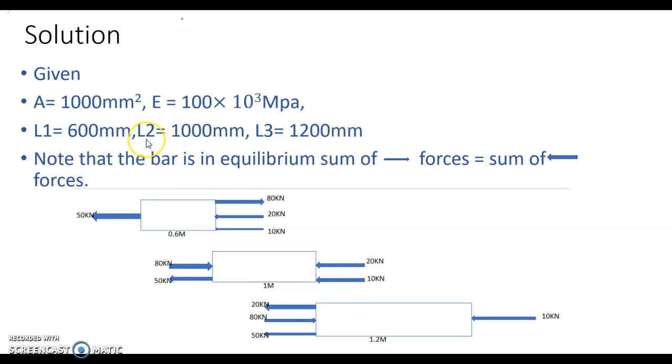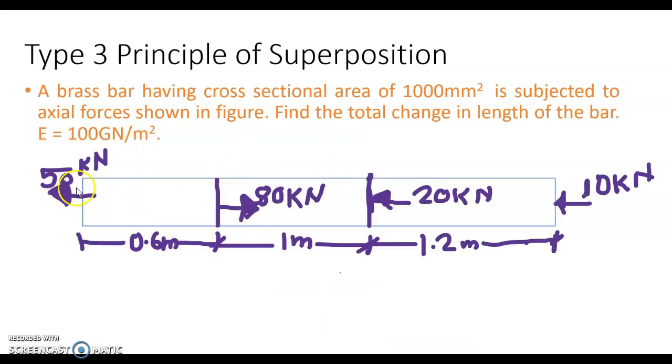After that we need to note that the leftward forces equal the rightward forces; the summation of all forces equals 0, which is nothing but equilibrium. See, this is the first segment, 0.6 meter length, so 600 mm is L1 here. How are the subjected forces shown here? Look at this figure first: 50 kilonewton acting leftwards and 80 kilonewton rightwards.